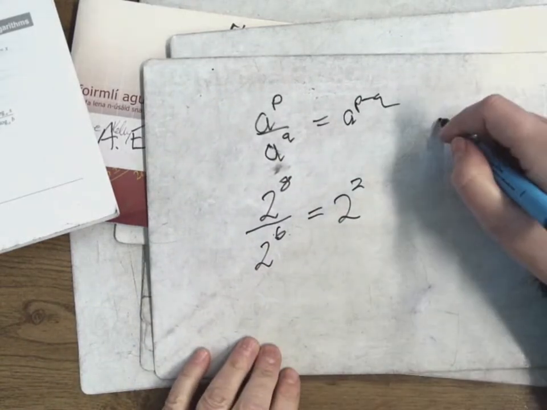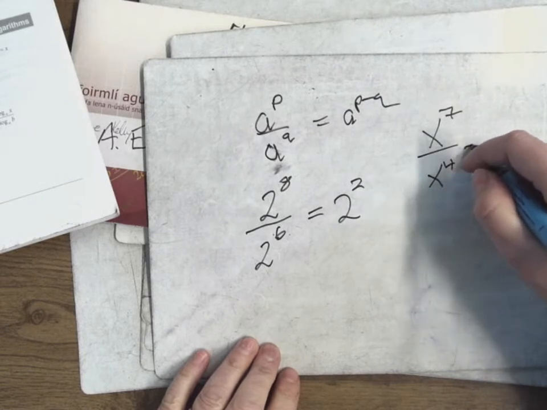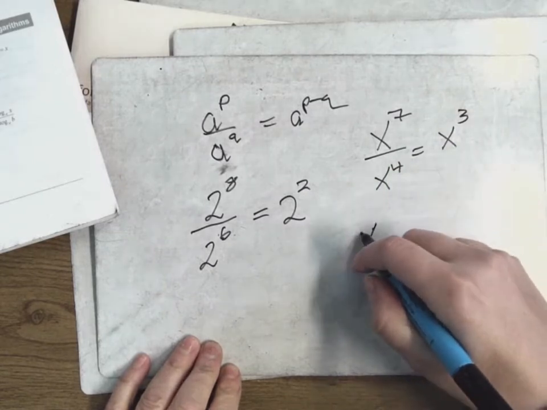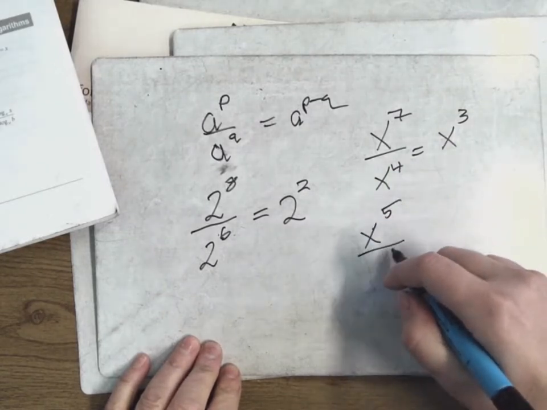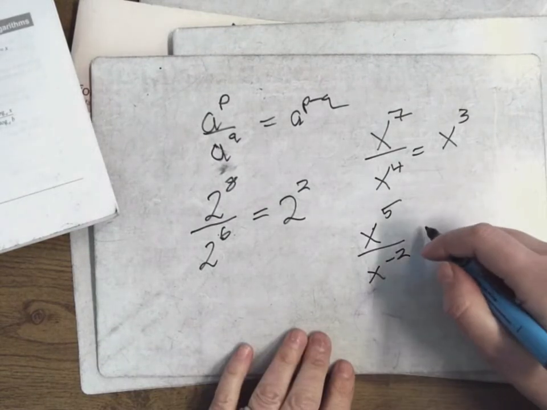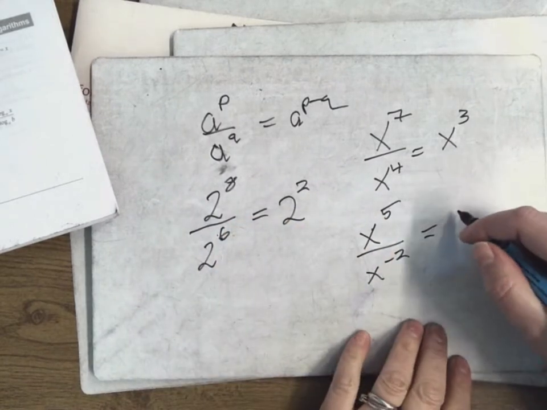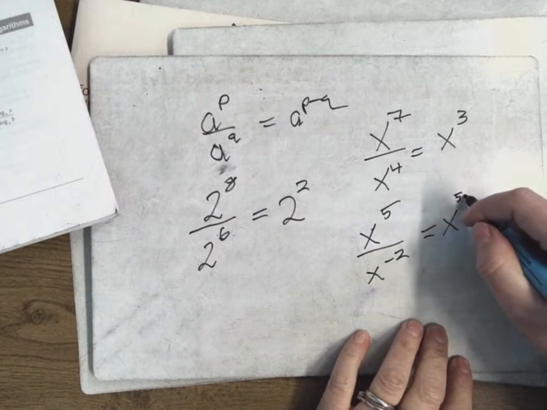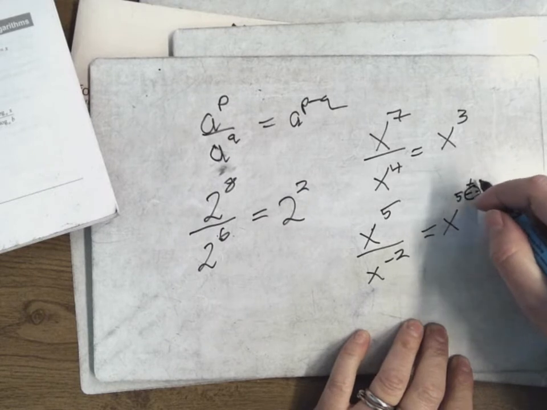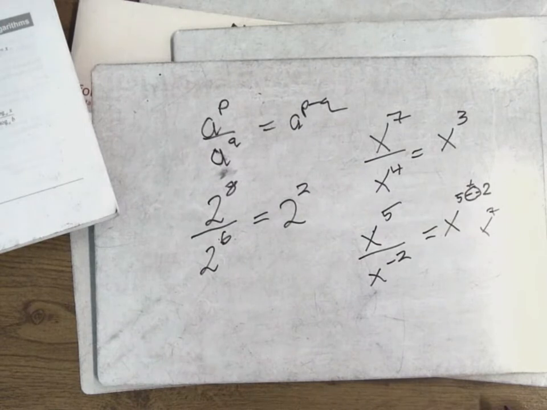Okay, so if I have x to the power of 7 divided by x to the power of 4, what's my answer? X to the power of 3. Right, if I have x to the power of 5 divided by x to the power of minus 2, x to the power of, it's 5 minus 2, isn't it? That would be x to the power of the top, take away the bottom. And 2 minuses give me a plus. So the answer there is actually x to the power of 7. Is that alright? Okay, right.